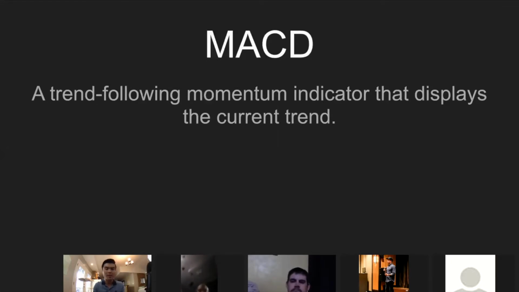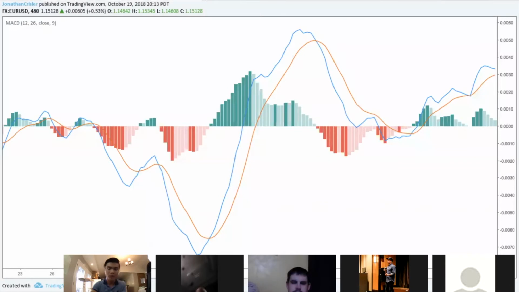So MACD is a trend following momentum indicator that displays the current trend. Here's what it looks like. You basically can ignore the histogram in the back, or those little bars in the background. They do have a purpose, but you don't need to know that for this strategy. And in fact, I very rarely use them myself, but I do know that there are traders out there that have very much success with them. But just for this example, the strategy we're going over, we're going to focus on those two moving averages.